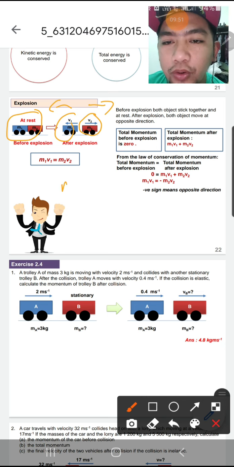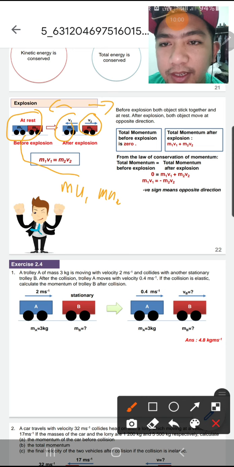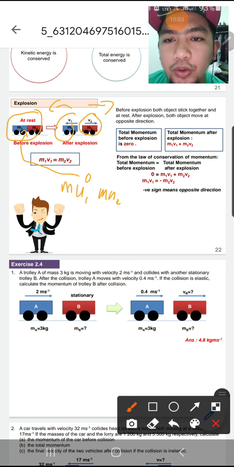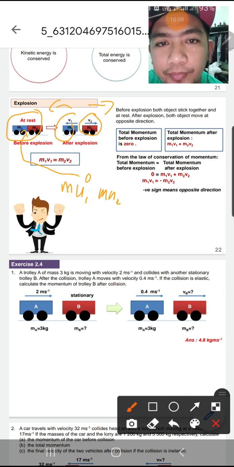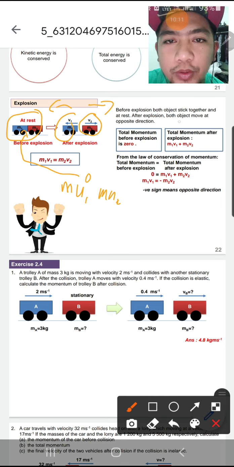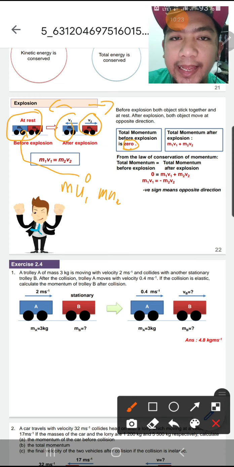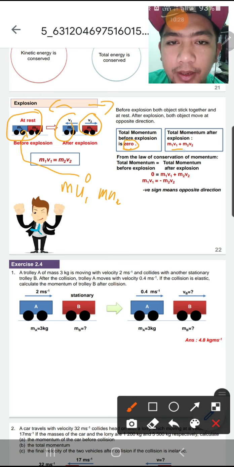Why is there no u1 and u2? Because the initial velocity here is 0, so no need to consider the initial velocity. Before explosion, both objects stick together and at rest. After explosion, both objects move in opposite directions. So the total momentum before explosion is 0 because they are at rest, and the total momentum after explosion is m1 times v1 plus m2 times v2.